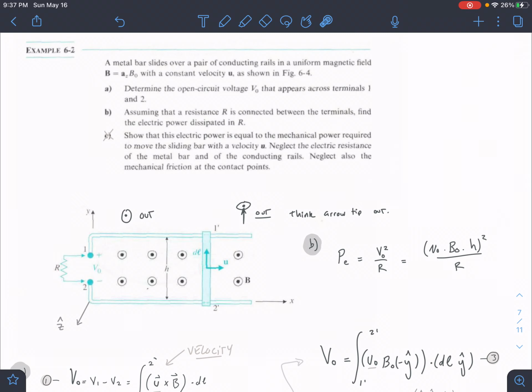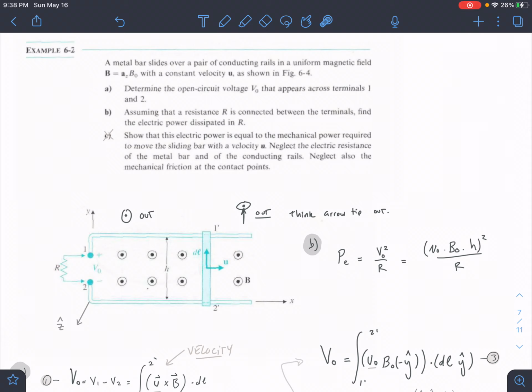Okay? So it's sliding through a uniform magnetic field B, and this dot basically means that the B field is coming out of the page. A good way to remember it is to think about an arrow: the tip of the arrow coming out, really.